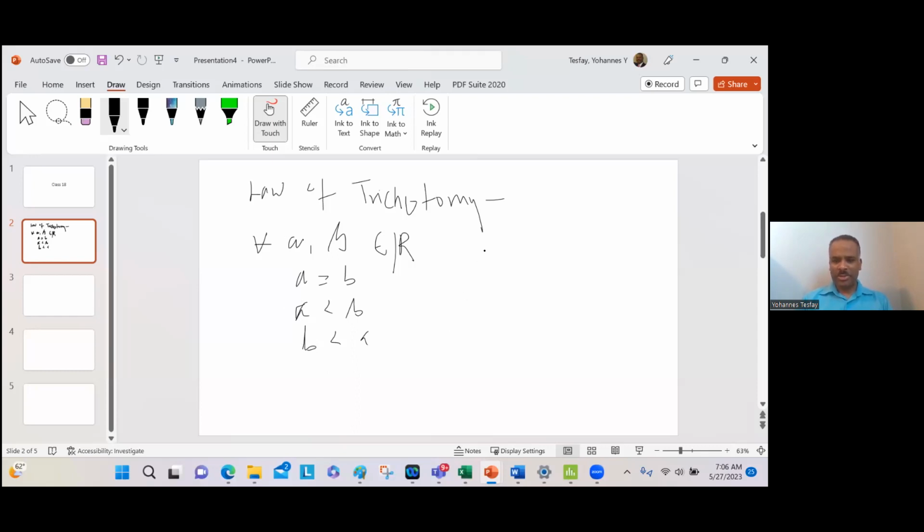ለምሳሌ any real numbers ብንወስድ, let's say 4 and 8. 4 is less than 8, so this holds. Or 4 and 4 are equal. Or 4 is greater than 3. You know, just like that. For any two numbers in the real numbers, this holds. Okay, that holds.